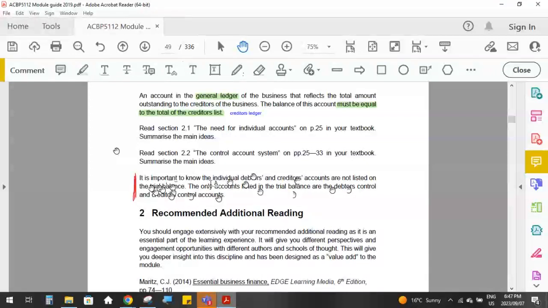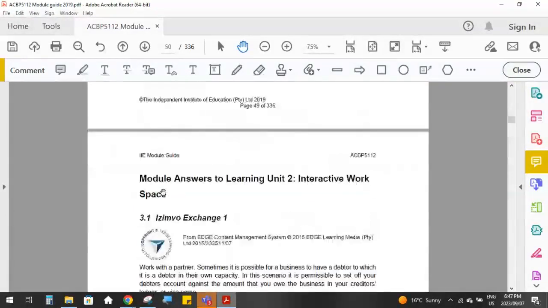And then it's our job as the accountants to reconcile the transactions that we have recorded in the creditors and debtors ledgers with our debtors and creditors control accounts, to make sure that the total of the creditors and debtors lists, when we add that all up, does equal the total amount that we've got recorded in those two control accounts.